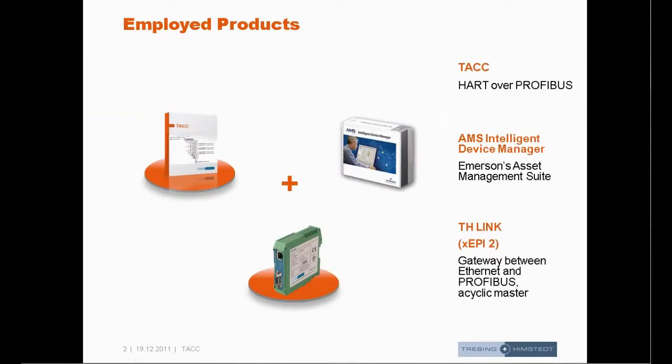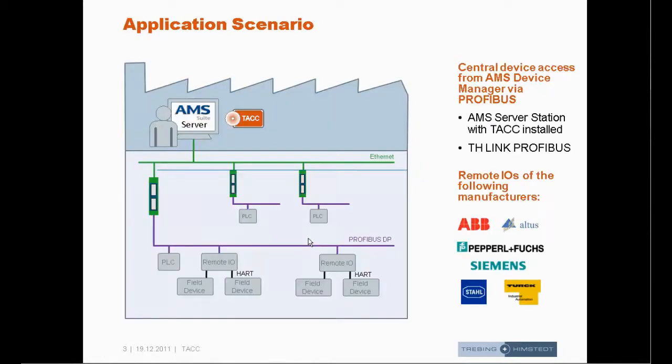And these are the products employed in our session today. First, we have the TACC components with the HART Over PROFIBUS solution. For sure, the AMS Intelligent Device Manager application itself, and as an access point to the network, the TH LINK PROFIBUS, formerly cross API 2, as a gateway between Ethernet and PROFIBUS and the acyclic master.